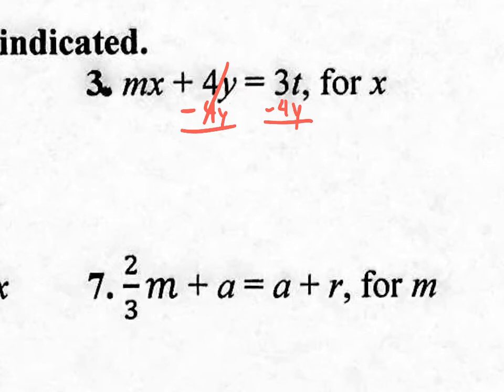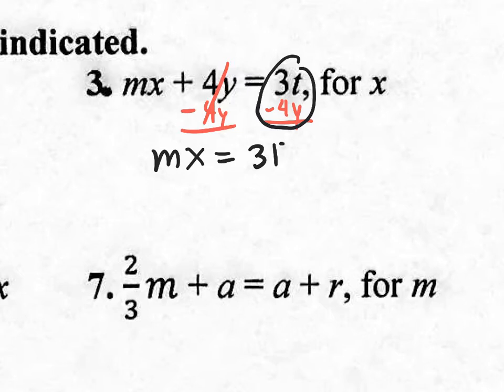And you're going to have a new equation that says mx equals, you cannot subtract 3t take away 4y, so we're just going to rewrite it. 3t take away 4y. So I almost have x by itself. Ladies and gentlemen, does this say m plus x? Does it say m minus x? What does it say right here? Times. So m times x.